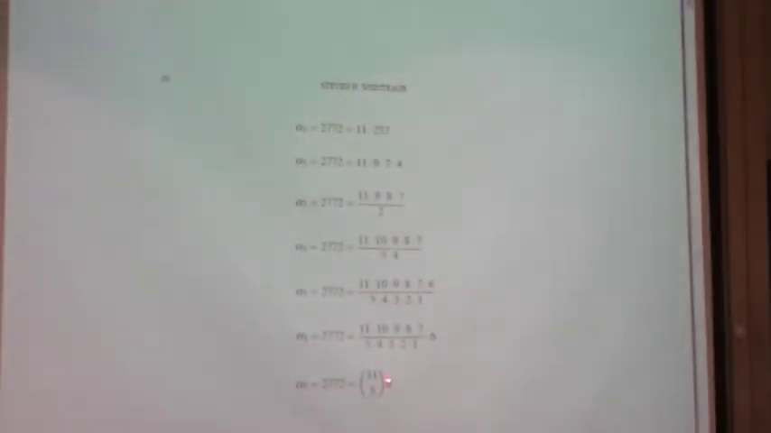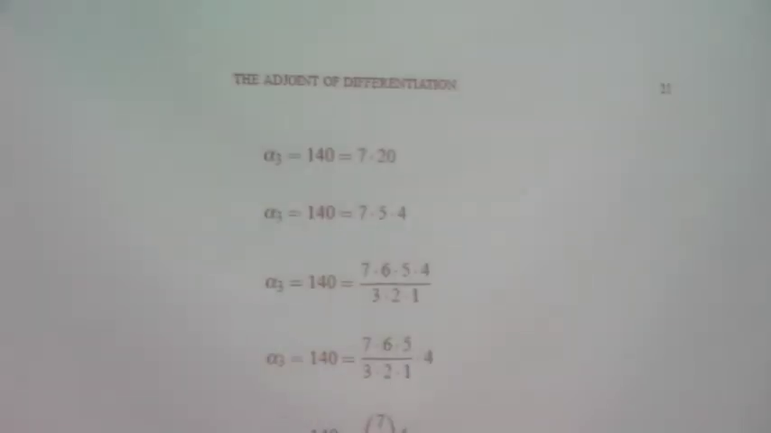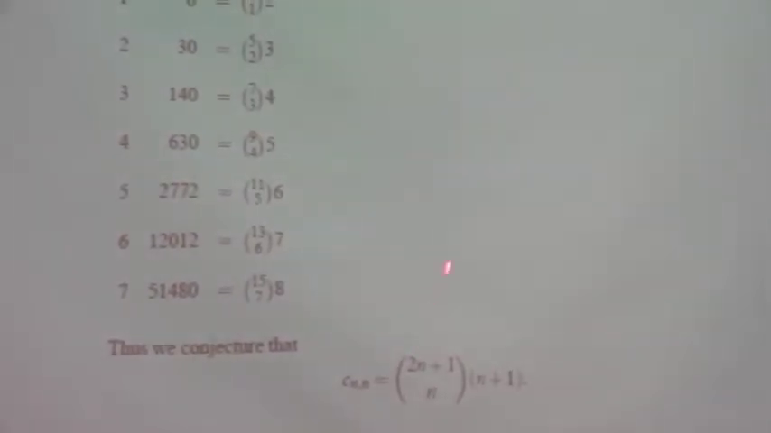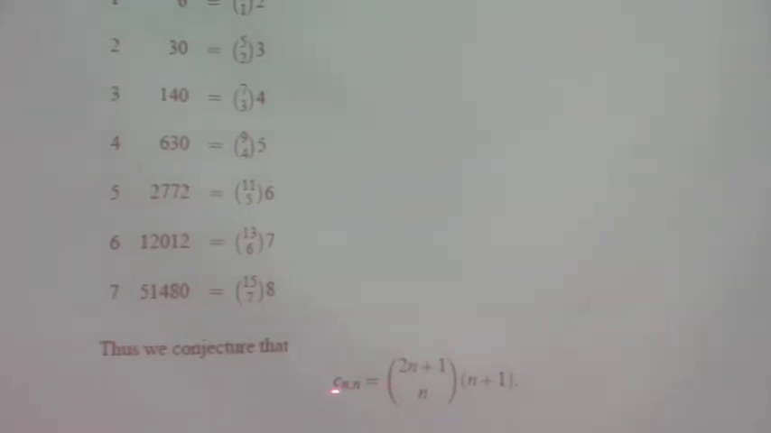Okay, so that worked for 2772, and I should observe that that is 11 choose 5 times 6. If we try for alpha 3, we get 7 choose 3 times 4, following the pattern. If we try for the next one, alpha 6, we get 13 choose 6 times 7. So again, within this range of the table, we have this pattern here. And so the conjecture forces it upon us that the highest coefficient, Cnn, is given by 2n plus 1 choose n times n plus 1. Right? That's what we have here.